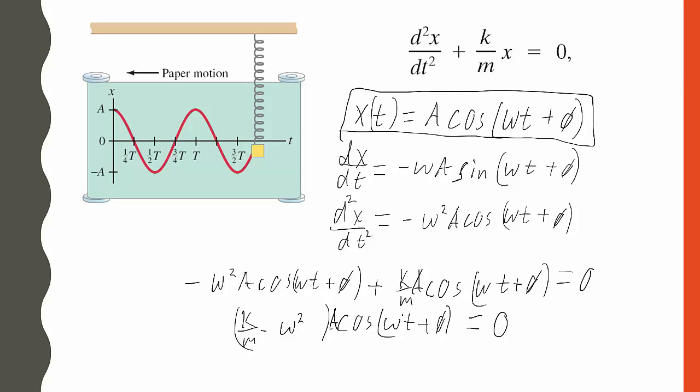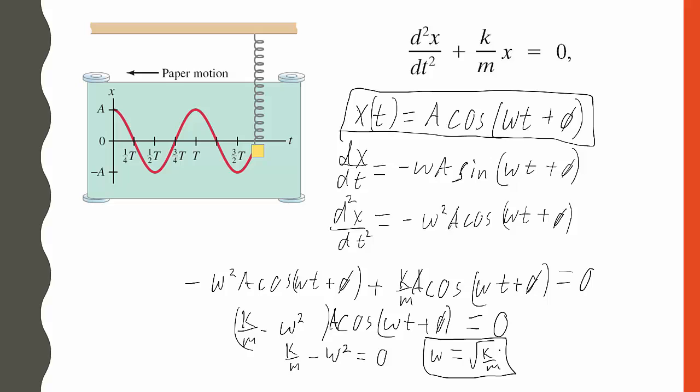Well, cosine is 0 sometimes, but not all the time, so that's not good. We can set a equal to 0, but that's not a very exciting oscillation if it's not moving. So we could say that this term here has to equal 0. And so if we have k over m minus omega squared equal to 0, that tells us that this is indeed a solution as long as omega equals the square root of k over m, which it indeed does. Experiment will show that. So here is our solution for our wave equation.